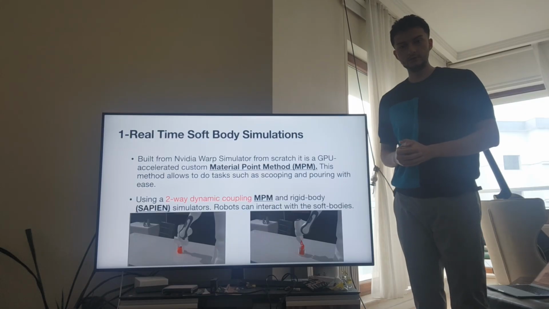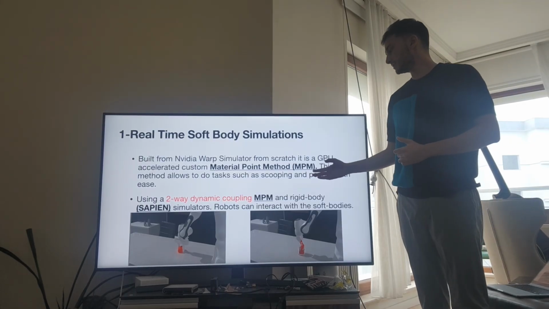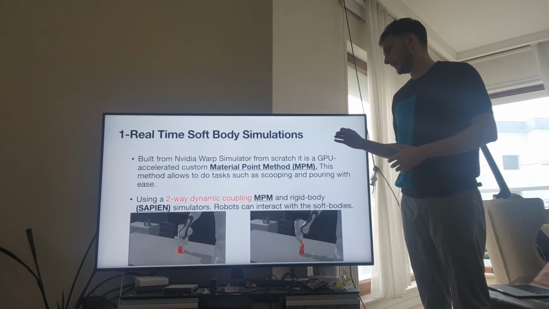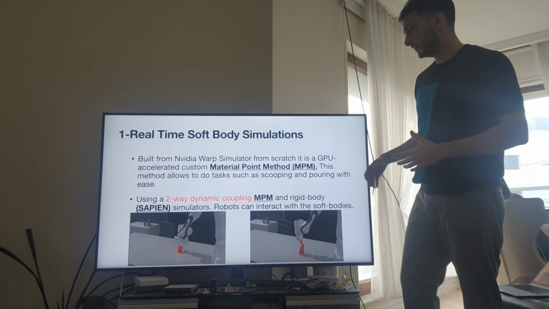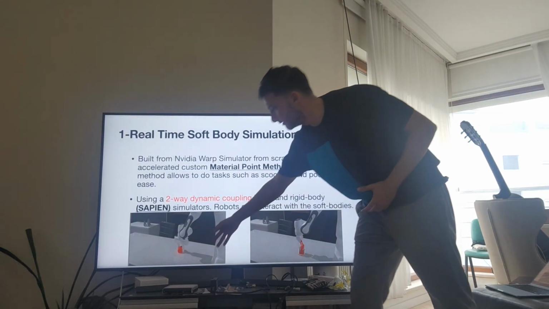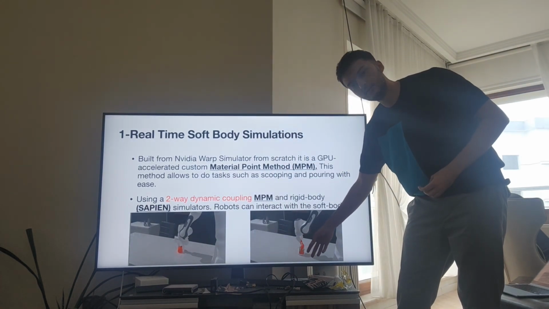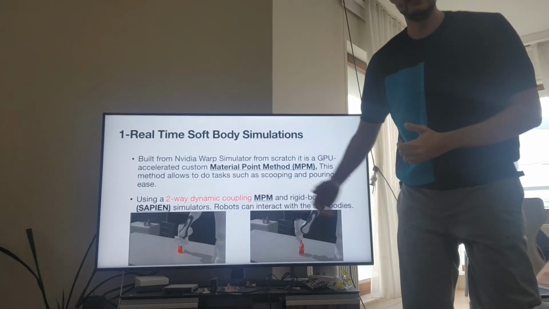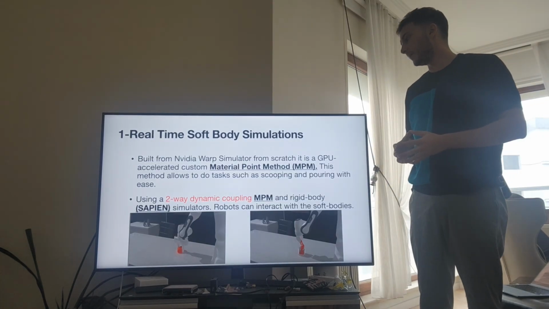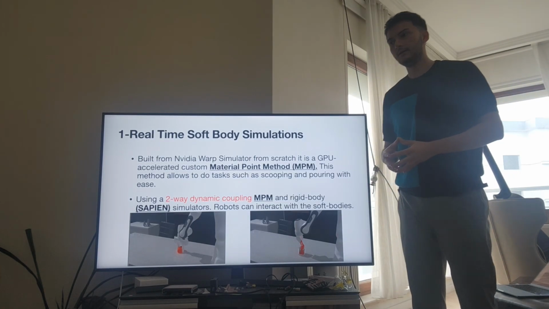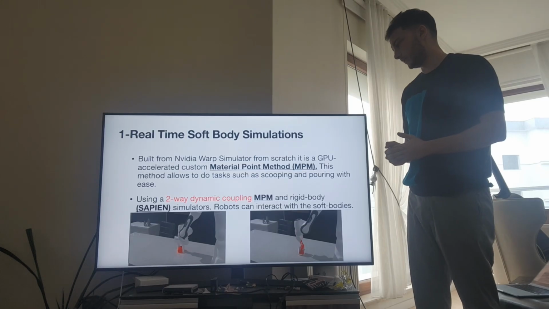So the first key feature, the real-time soft body simulations. Built on the NVIDIA Warp simulator from scratch, it is a GPU-accelerated custom material point method, MPM, as it's called. This method allows tasks such as scooping and pouring with ease. As you can see in this demonstration, this is a soft body object. It is a liquid, and you can just pinch it and lift it up, as you can see down there. And using a two-way dynamic coupling between MPM and the rigid body SAPIEN simulator. SAPIEN is a really important simulator for using and seeing the GUI rendering. And robots can interact with the soft bodies as well.